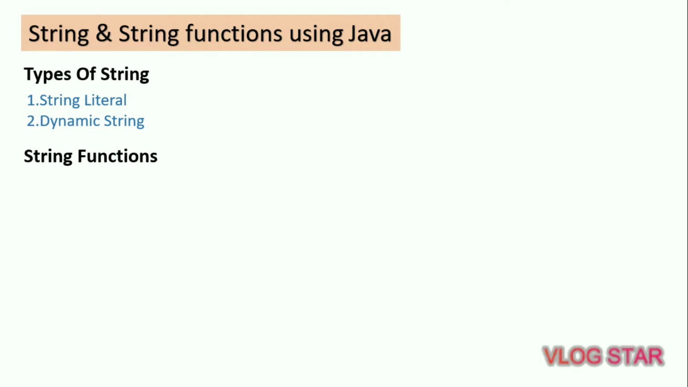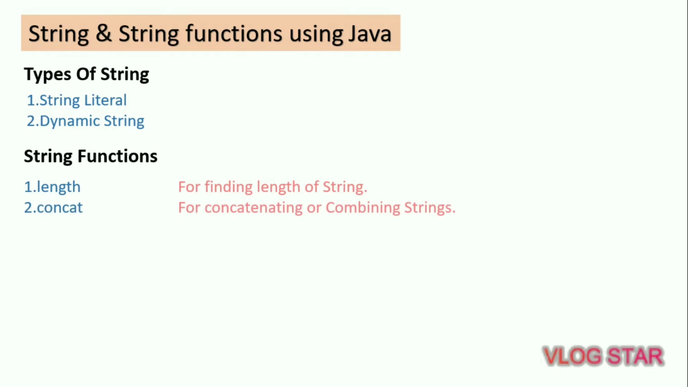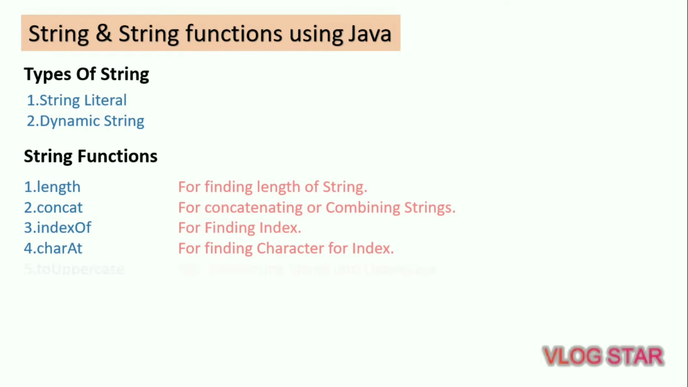Then now we will see string functions. So first one we will see length, for finding the length of a particular string. Then concat. This function is used for concatenating or combining strings. Then the third one we will see is the indexOf function. The indexOf function is used for finding the index of a particular character or word. Then next is charAt. So we will use this function for finding the character at a particular index.